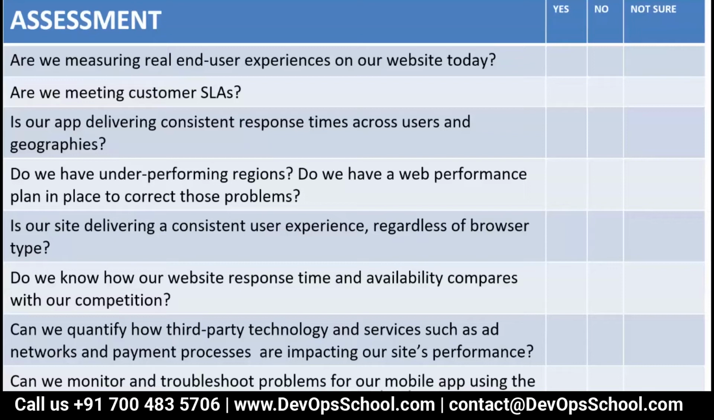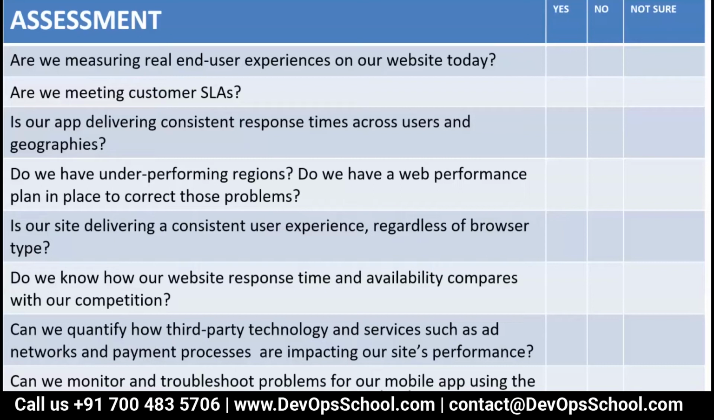Do we have underperforming regions? Do you have a web performance plan in place to correct any problems? Is your website delivering a consistent user experience regardless of browser type also? Do you know how our website response time and availability compare with our competition? For example, Uber versus Ola, or Amazon versus Flipkart. Flipkart is loading in 1 second, Amazon is loading in 2 seconds.